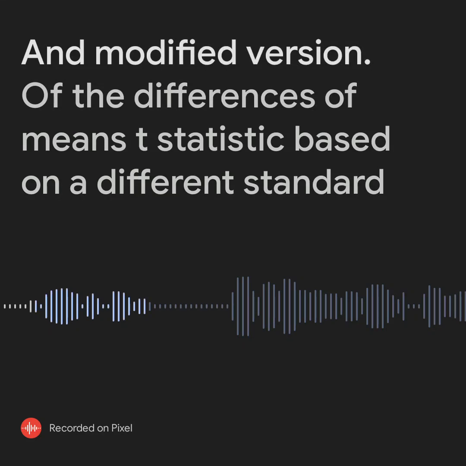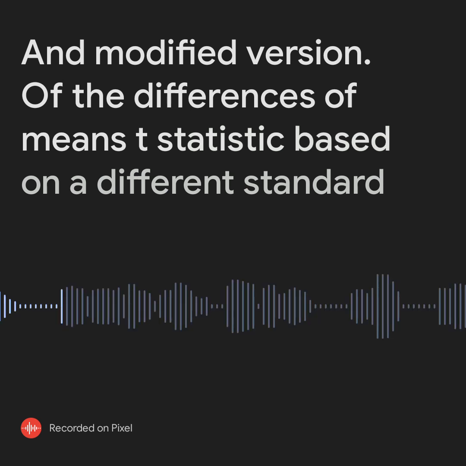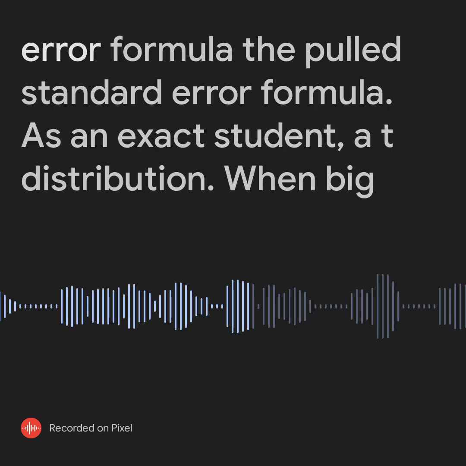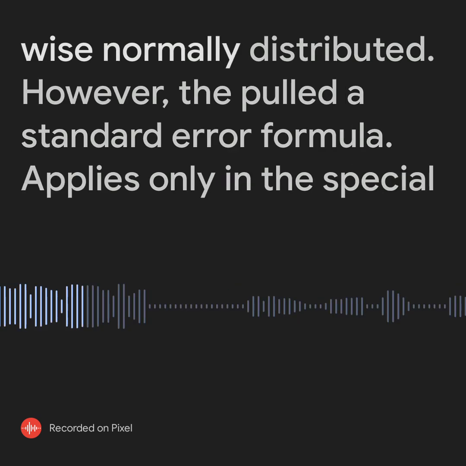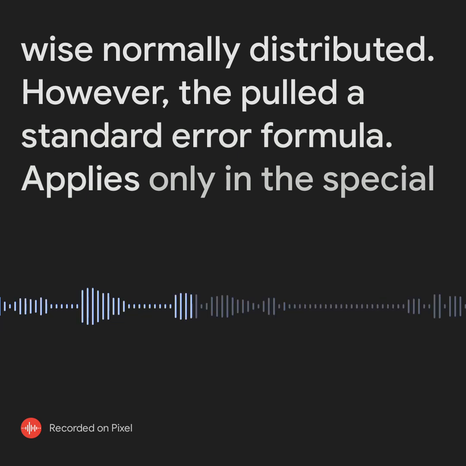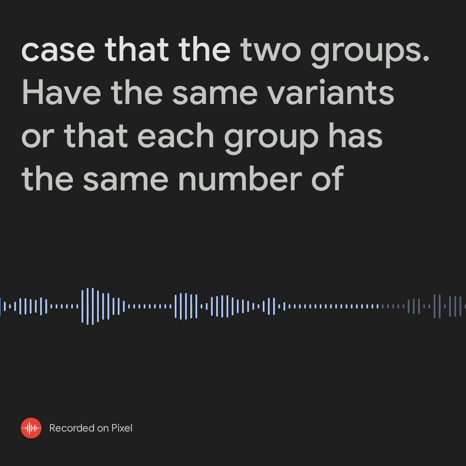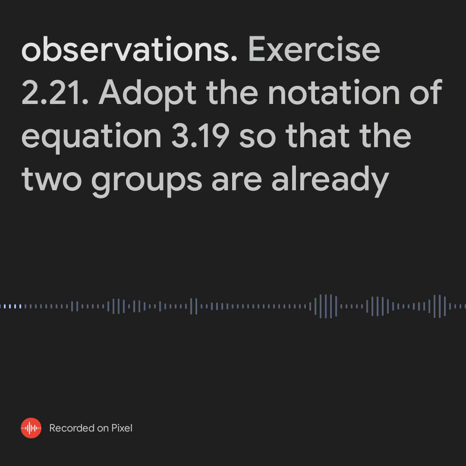A modified version of the difference of means t-statistic based on a different standard error formula. The pooled standard error formula has an exact student t-distribution when big Y is normally distributed. However, the pooled standard error formula applies only in the special case that the two groups have the same variance or that each group has the same number of observations.